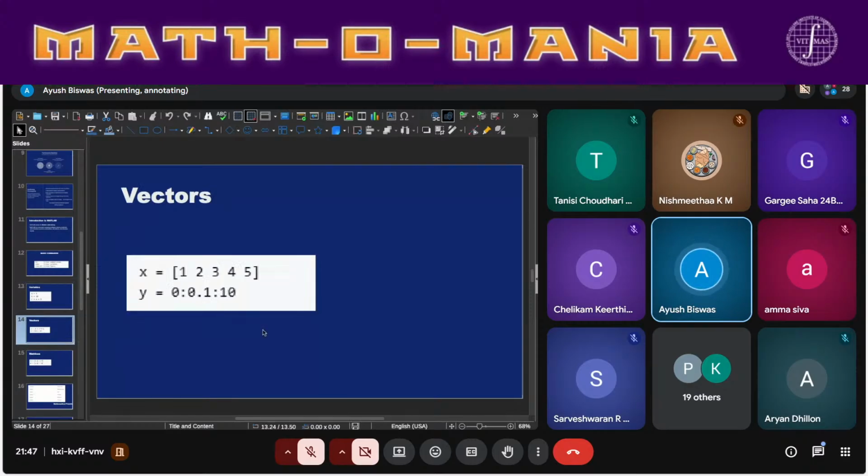Next, we move on to vectors. In MATLAB, there are a few different ways you can list out vectors. One is listing each element out separately, let's say 1, 2, 3, 4, 5 in this case. And the second way is you give the starting value 0, then a colon, then the increment, 0.1, then a colon and 10 as the ending value. So it goes 0, 0.1, 0.2, and so on till 10.